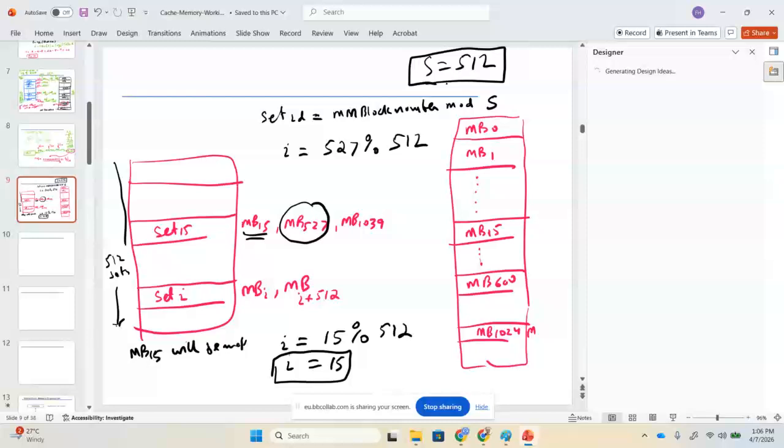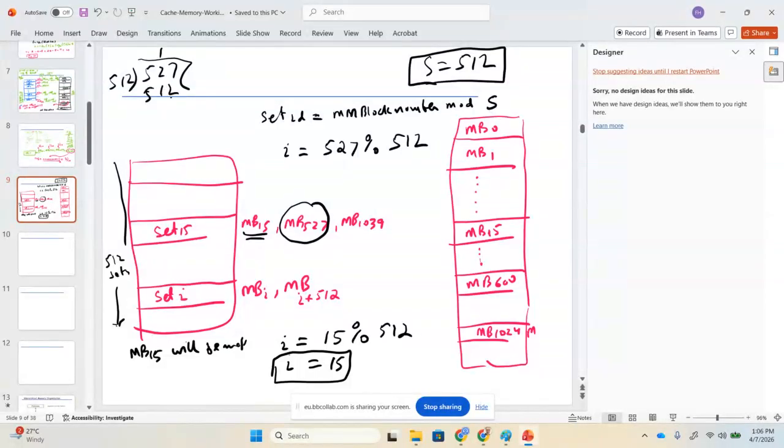Got it or not got it? Okay, now if we divide this 527 by 512, the quotient is 1, and the remainder is 15. So this is actually mapped to set number 15. Any question?